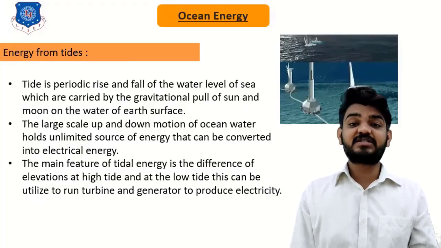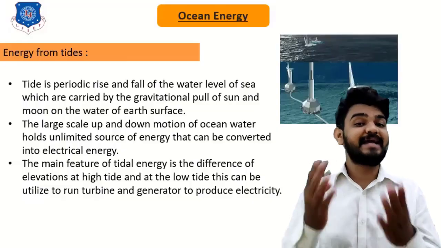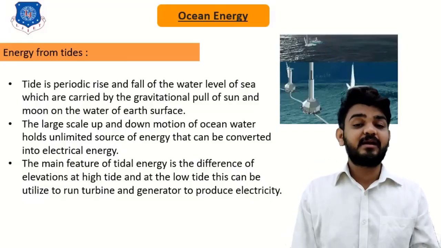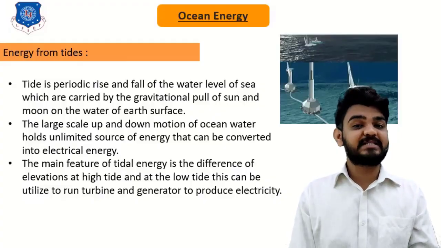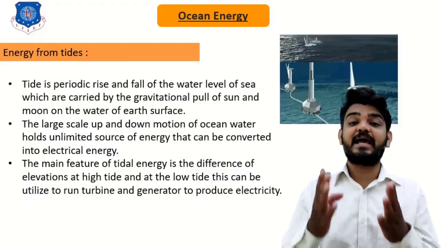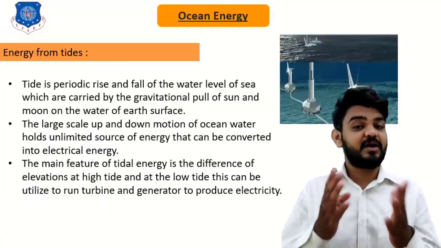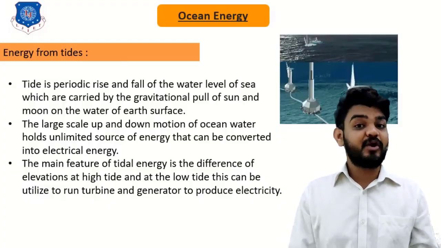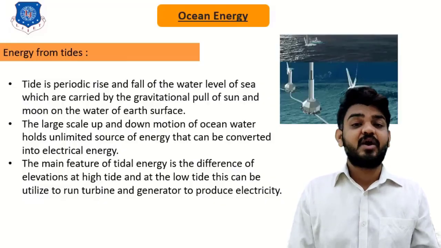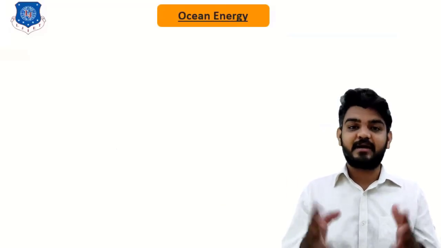Well, the main feature of tidal energy is the altitude difference between the water level during high tide and low tide. We can rotate a turbine and generator in order to produce electricity by means of this elevation difference of water. So let's understand how we can harness this tidal energy. But before understanding that, let's understand what the different components of a typical tidal power plant are.